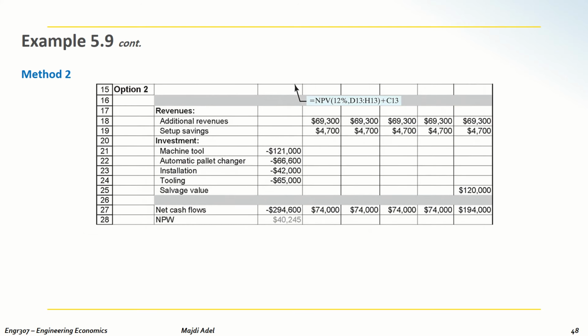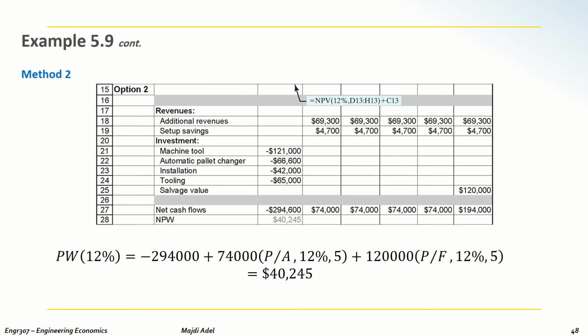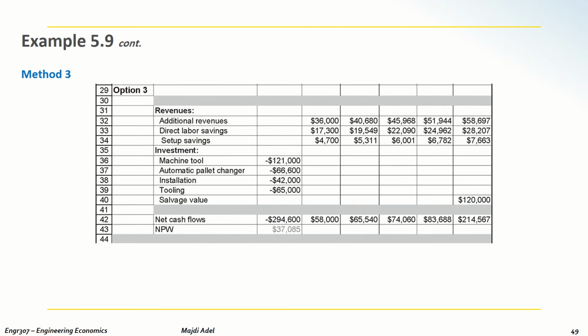The second option, I have minus $294,600. Okay, this is the investment. I have annual cash flow, a uniform cash flow, which is $74,000. Calculate P given A at 12% and 5 years. And I have the salvage value, $120,000. Calculate P given F, 12% and 5 years. So the answer is $40,245. Now for the third option, I have a geometric gradient.